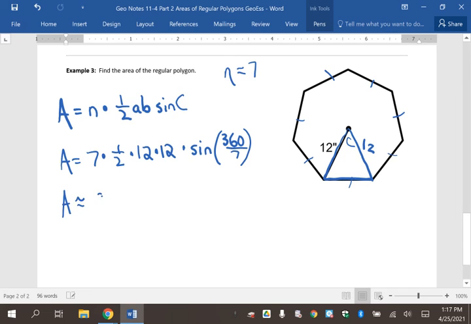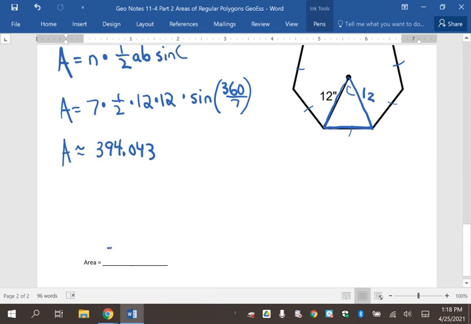Let's round to 3 decimal places, 394.043. So maybe let's just round our final answer to the tenths, 394.0, and that would be, whenever you see the double tick marks, that's inches. So that would be inches squared. If it was just one tick mark, that would be feet.